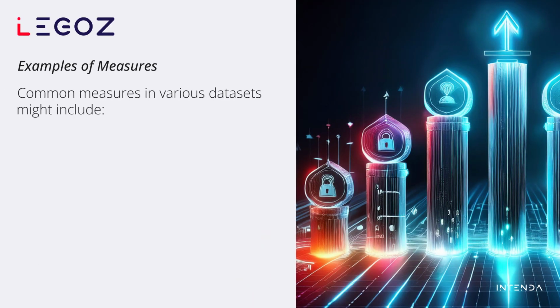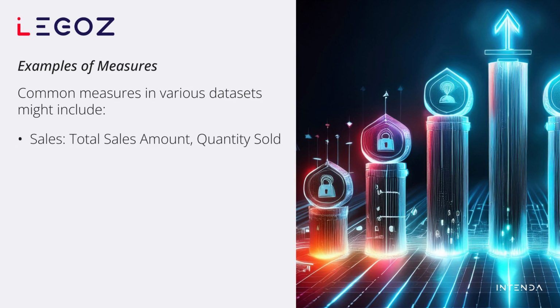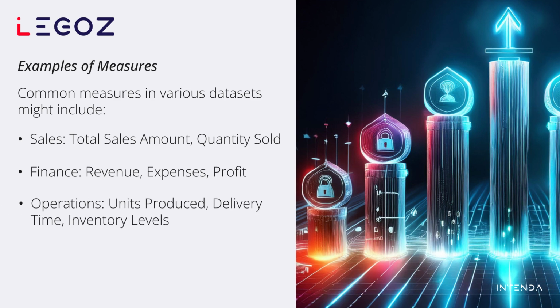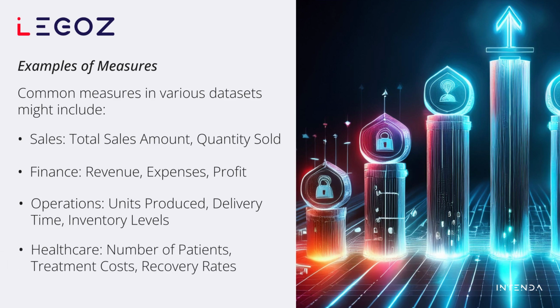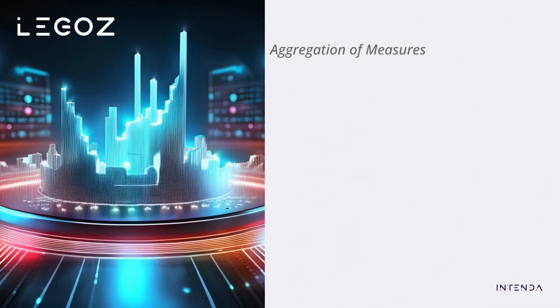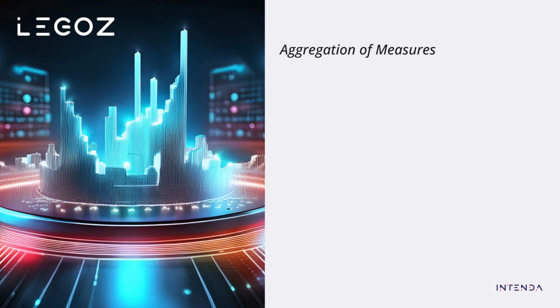Some examples of common measures in various datasets include sales, total sales amount and quantity sold; finance, revenue, expenses and profit; operations, units produced, delivery time, and inventory levels; healthcare, number of patients, treatment costs, and recovery rates. In its simplest form, data aggregation is the process of compiling typically large amounts of information from a given database and organizing it into a more consumable and comprehensive medium.